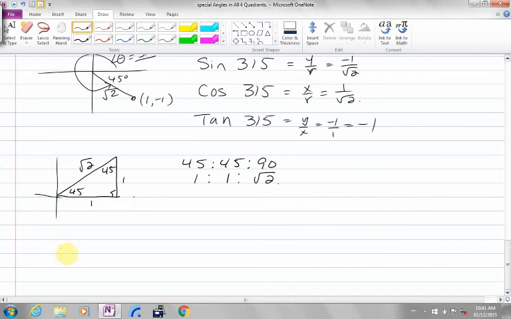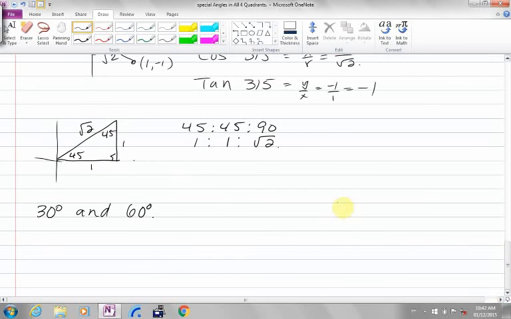The last angles we're going to look at are 30 degrees and 60 degrees. And to understand the properties of this, we're going to go back to an equilateral triangle. So what are the properties of an equilateral triangle? All the sides are the same length. So let's make them all 2.